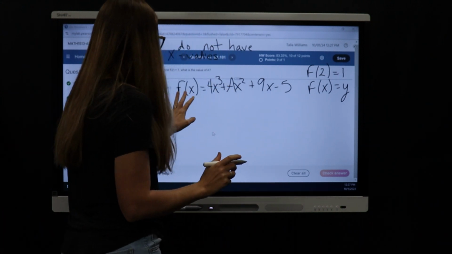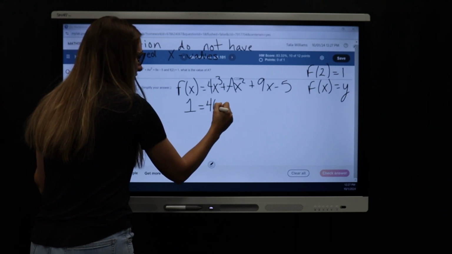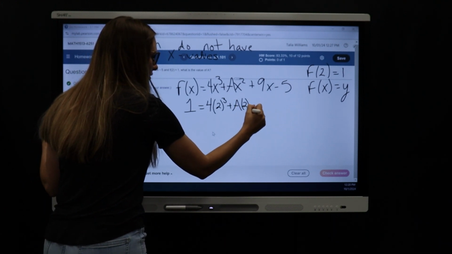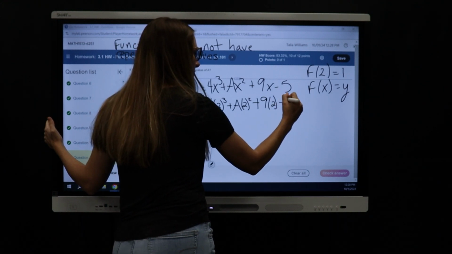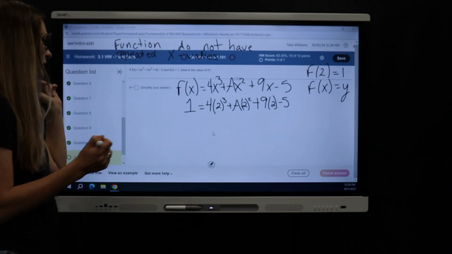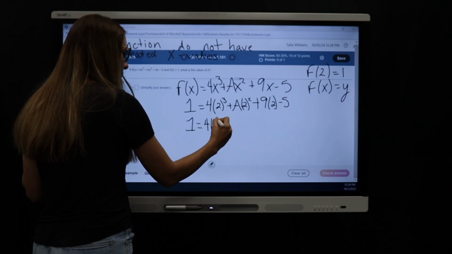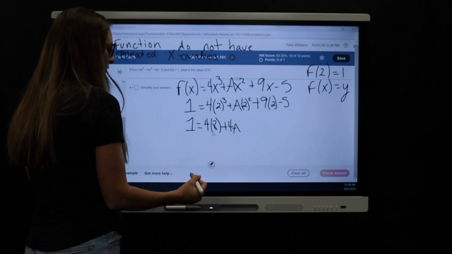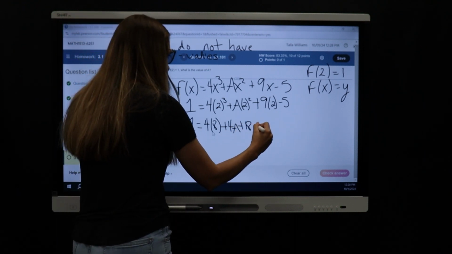So right here, we're going to have 1 equals 4 times 2 cubed plus a times 2 squared plus 9 times 2 subtract 5. So I'm going to go ahead and do my exponents and multiplication on this side. So I'm going to have 1 equals 4 times 8. I should have went ahead and done that. Oh well. 2 squared is 4. I'm going to put the 4 in front because it bothers me if it's not. 9 times 2 is 18. Subtract 5.